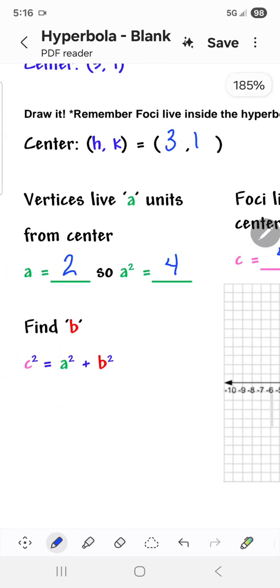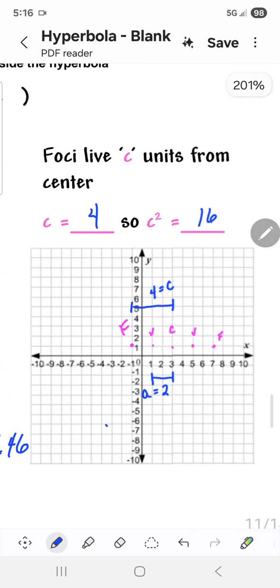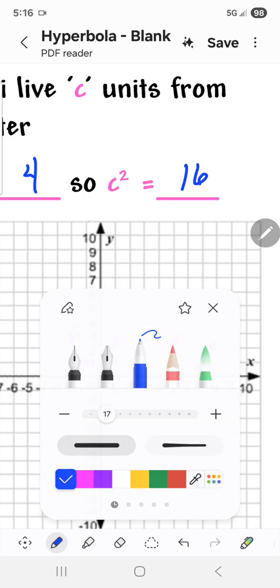So let's see. c squared is 16, a squared was 4. We're going to move the 4 over, so we get 12 equals b squared. So b is going to be the square root, plus or minus, of 12, which is roughly 3.46.